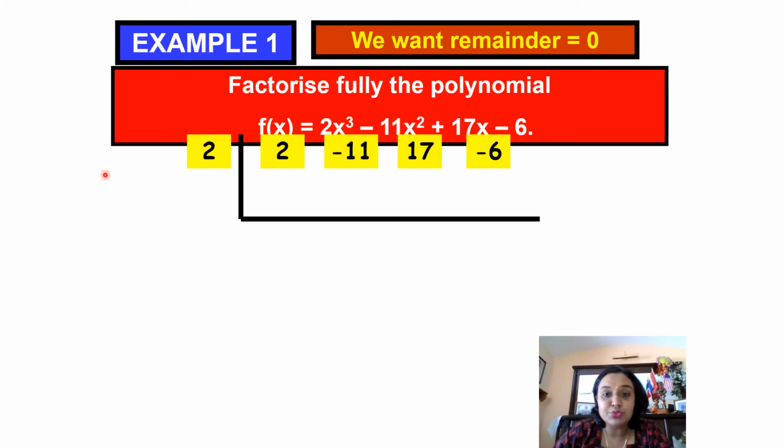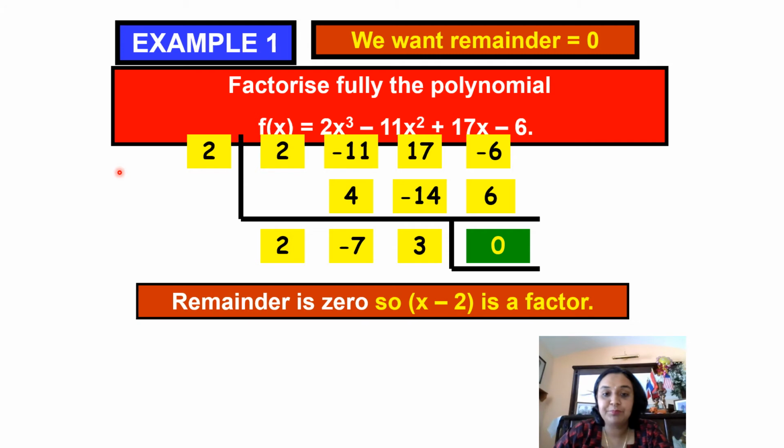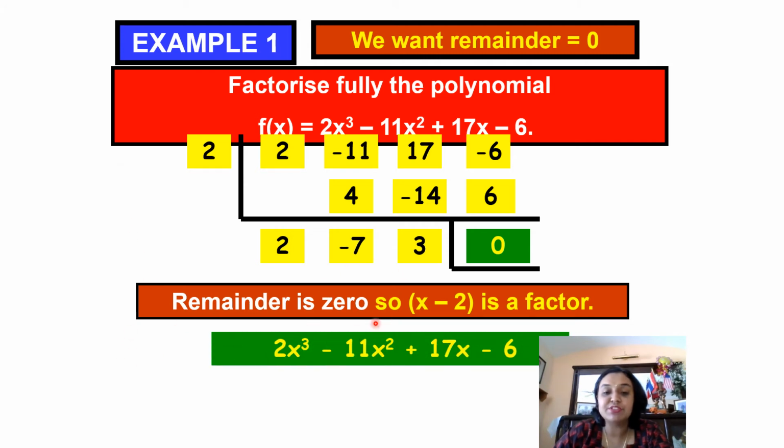Once we guess the root 2, we perform the loom diagram method. 2 brought down, multiplied by 2 is 4. Negative 11 plus 4 is negative 7. Negative 7 multiplied by 2 is negative 14. You add it to 17, you get 3. 3 times 2 is 6. And here will give you a final result of 0. So therefore, x minus 2 is a root for this polynomial, and x minus 2 is a factor of this polynomial. The remainder is 0, so x minus 2 is a factor.